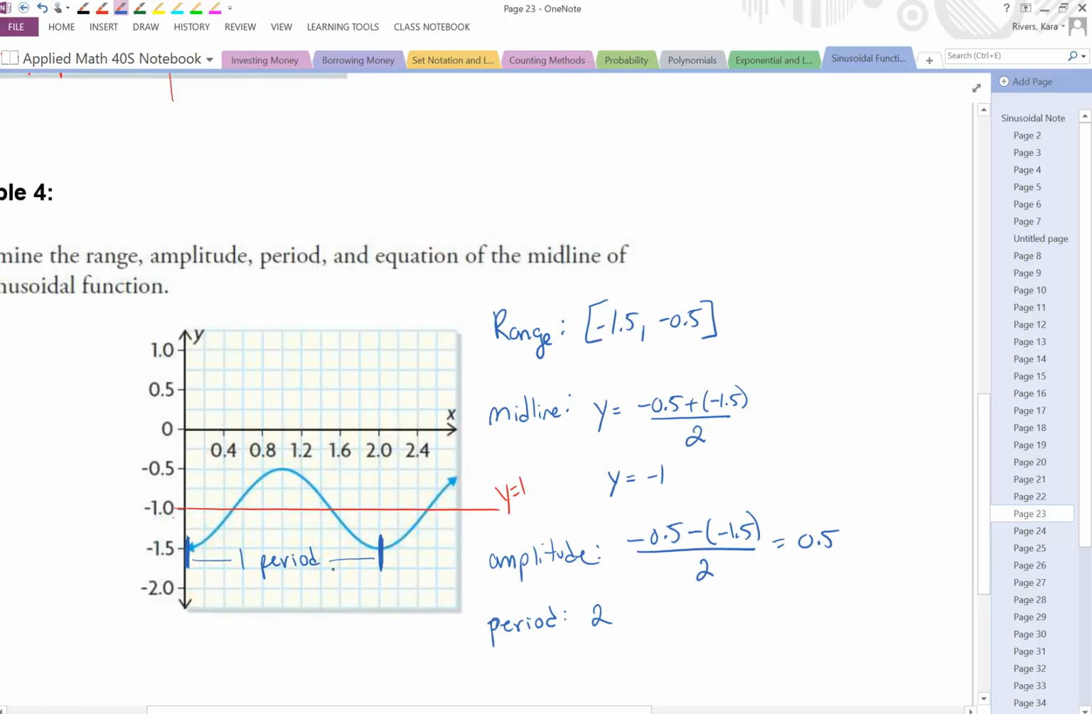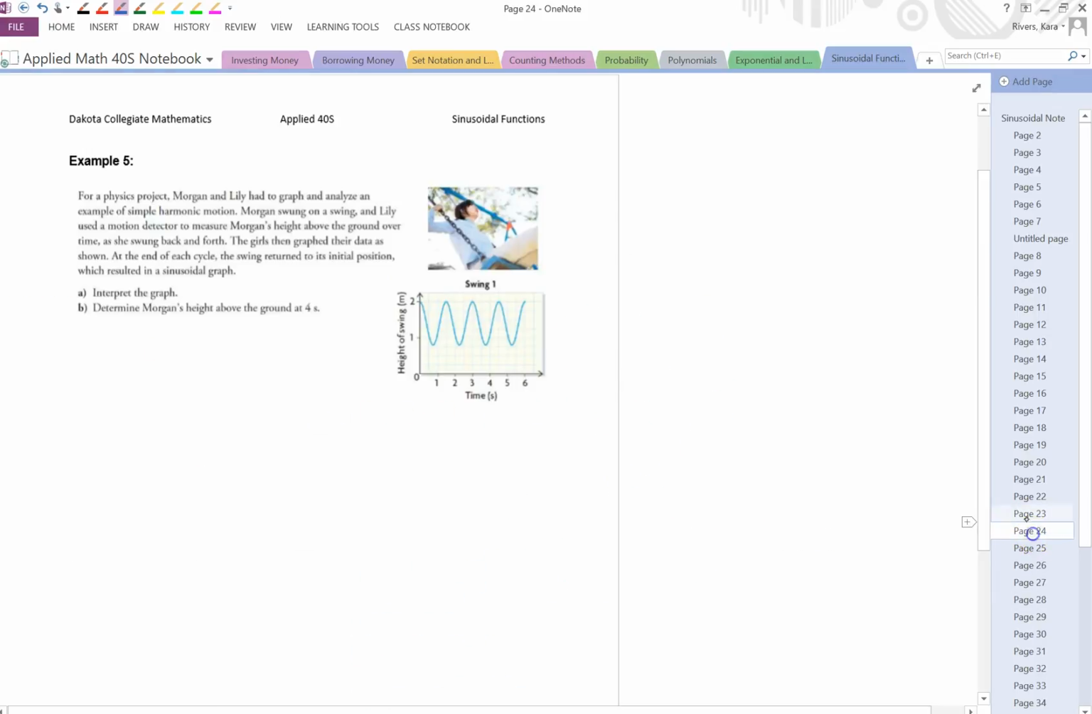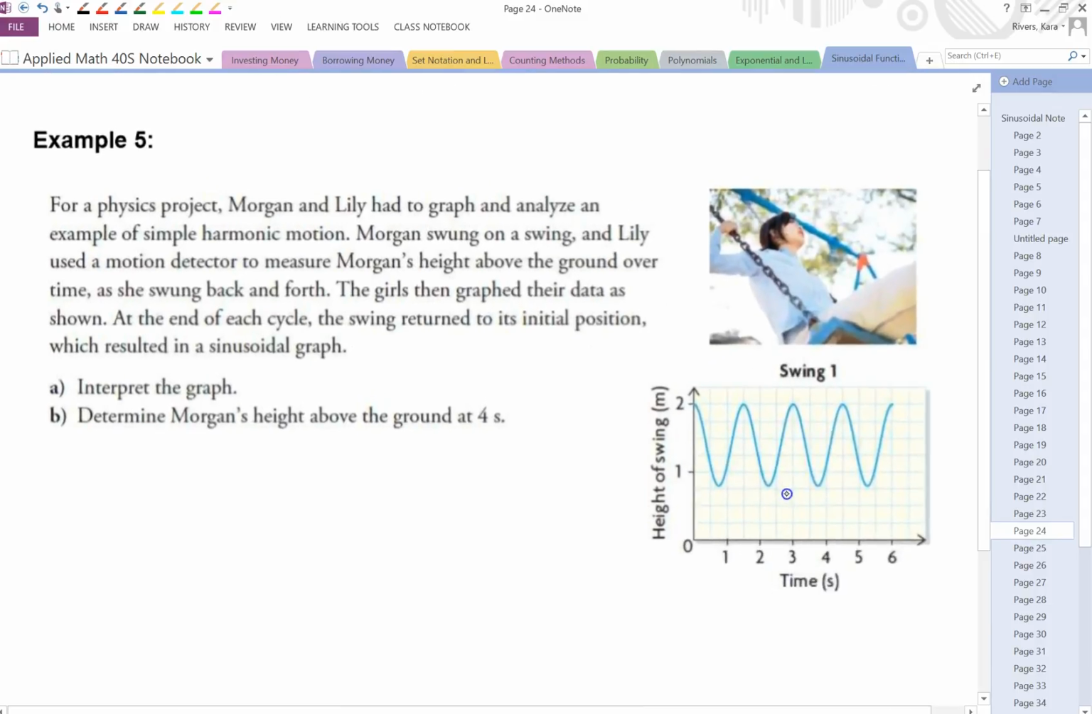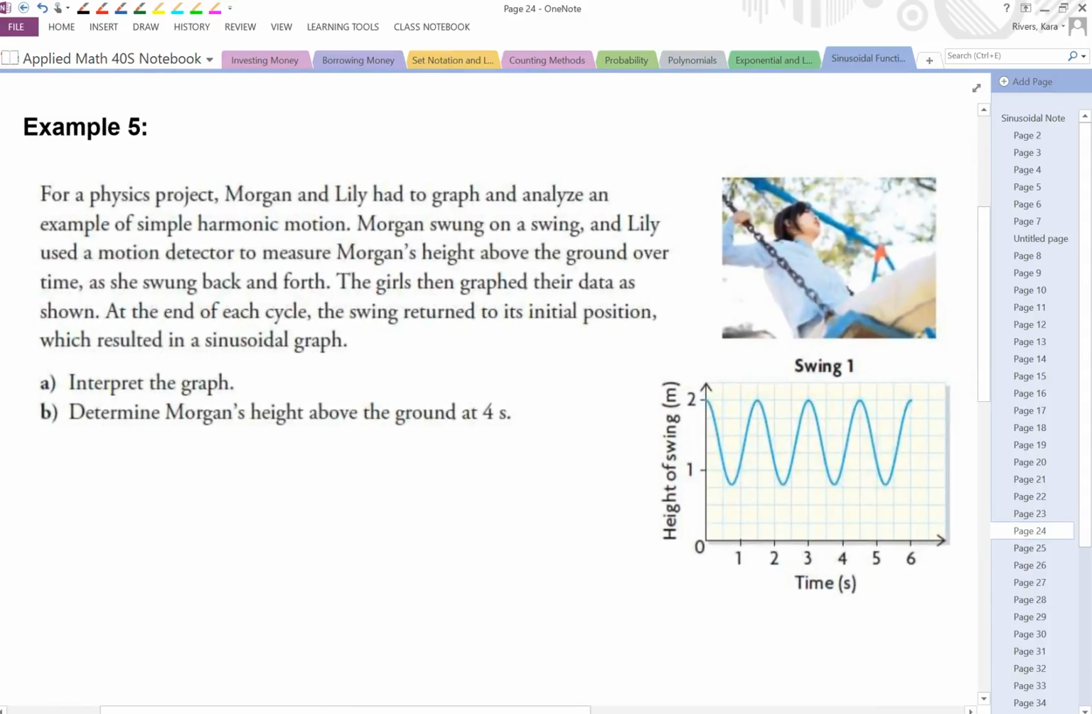Alright, let's take a look at example 5. Now in example 5, we've got a scenario here. It says for a physics project, Morgan and Lily had to graph and analyze an example of simple harmonic motion. Morgan swung on a swing, and Lily used a motion detector to measure Morgan's height above the ground over time, as she swung back and forth. The girls then graphed their data as shown. At the end of each cycle, the swing returned to its initial position, which resulted in a sinusoidal graph.